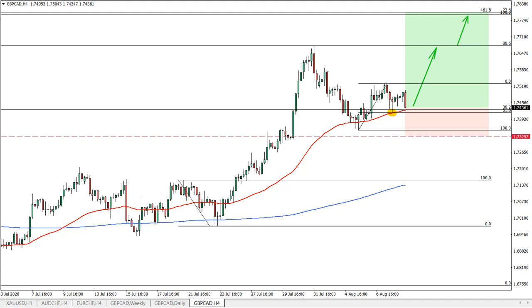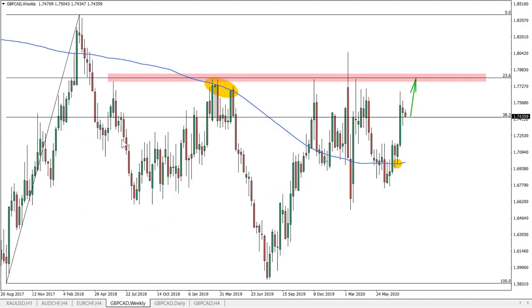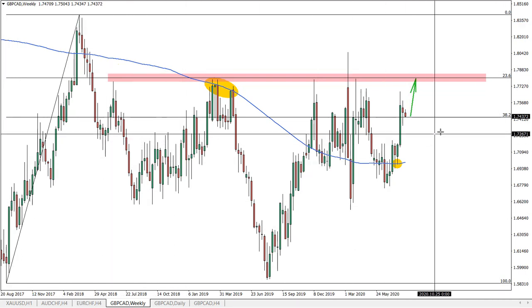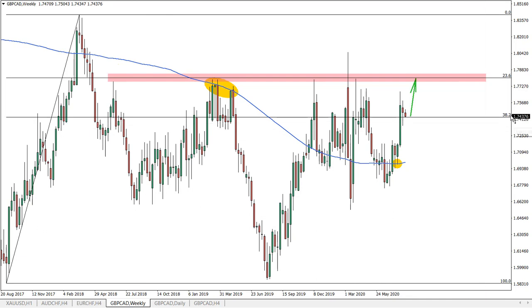Let's start with the analysis on the weekly chart. Here what we have is an uptrend, a major uptrend, to which I applied the Fibonacci retracement indicator. It shows me two important levels, 38.2 Fibs and 23.6 Fibs. One of them is support, obviously, and the other is the resistance. And the resistance is just massive.